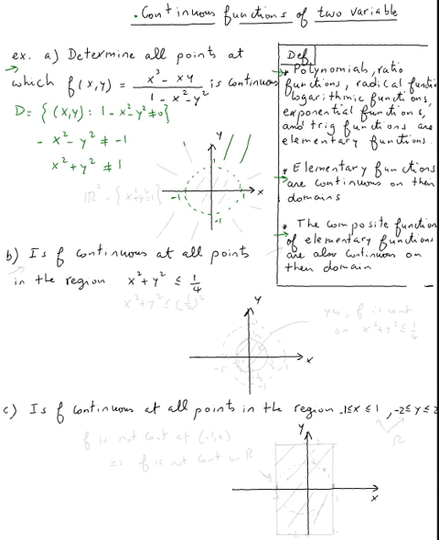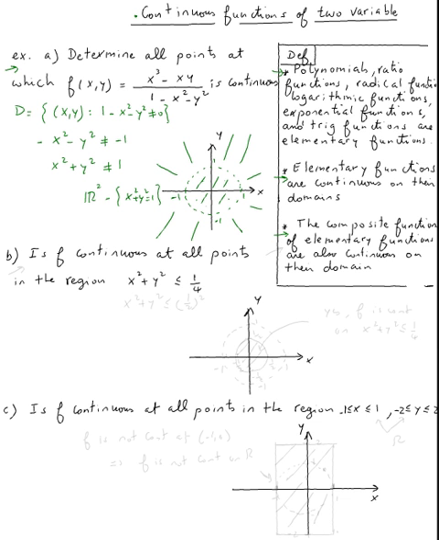So all this stuff, it's continuous at all these points, even the inside. The only place that's not continuous is on the points of the circle x squared plus y squared equal to 1. In other words, it's the x y plane minus the circle x squared plus y squared equal to 1.